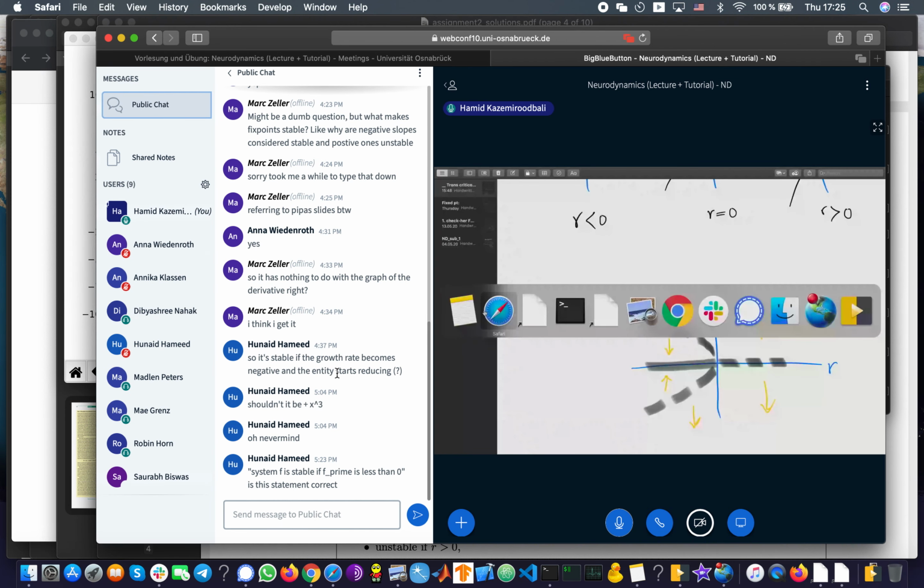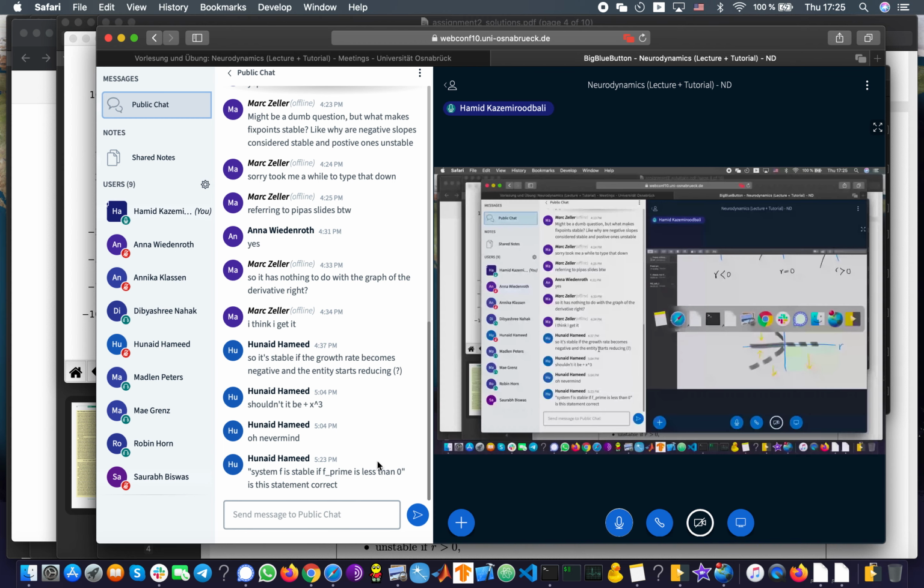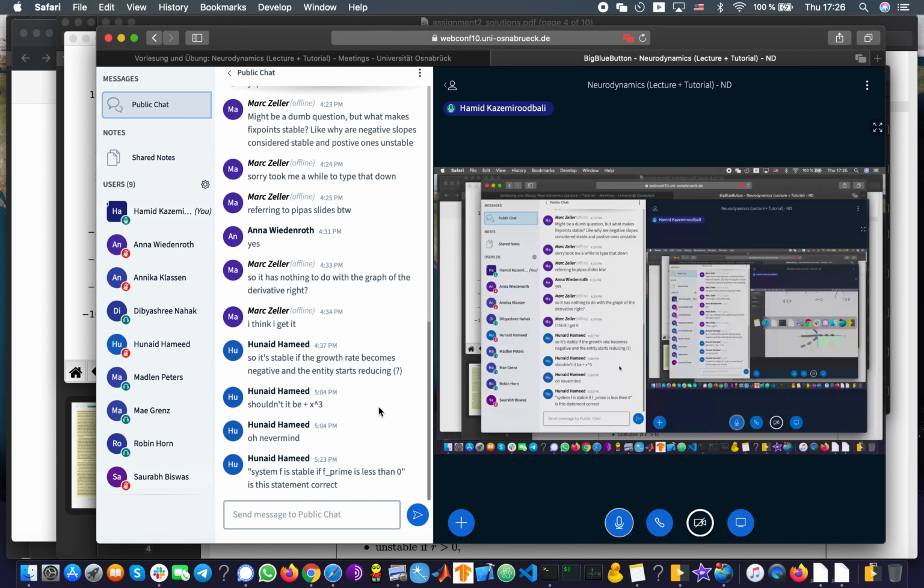So let me see. System F is stable if F prime is less than 0. Is this statement correct?